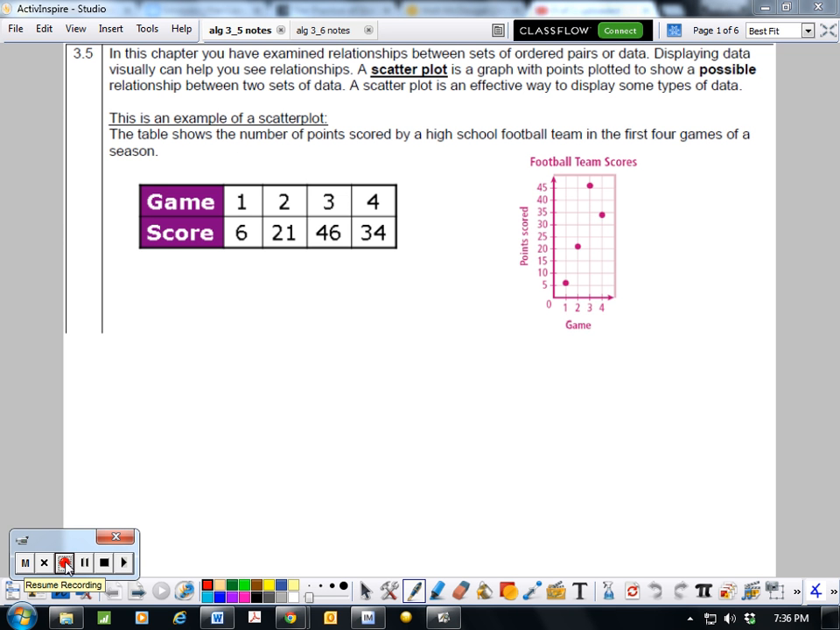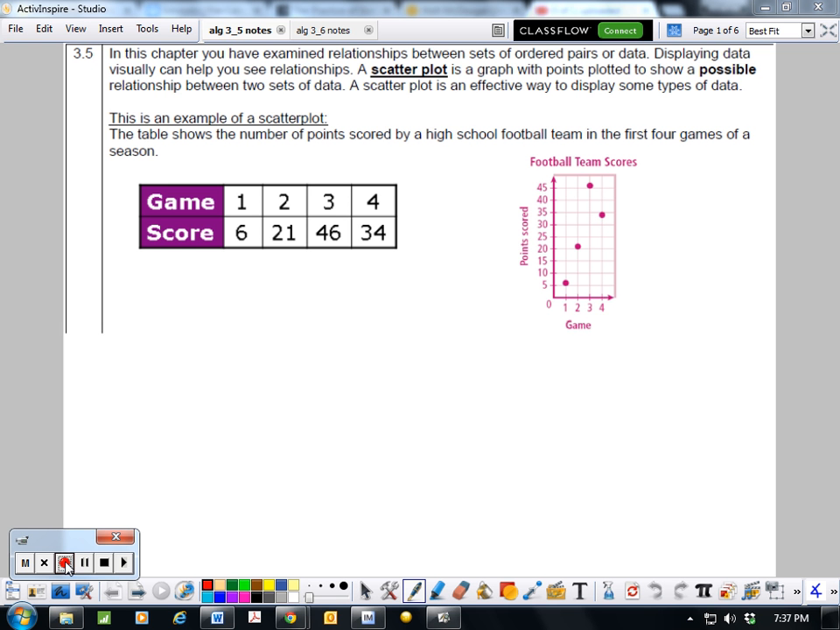Okay, in section 3.5 here, we're now looking at relationships between sets of ordered pairs or data. So when we're looking at real world information, not everything works out really nice where our information forms a straight line and everything forms a perfect absolute value equation and all that sort of stuff. Real life data isn't that easy and simple.